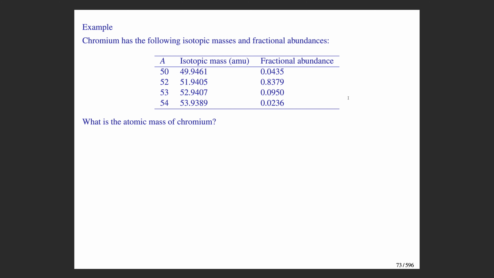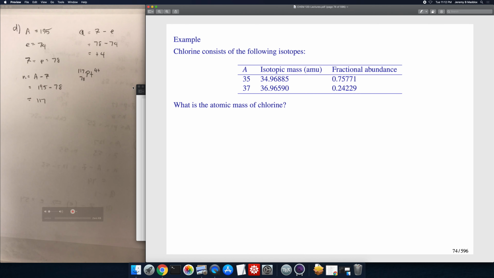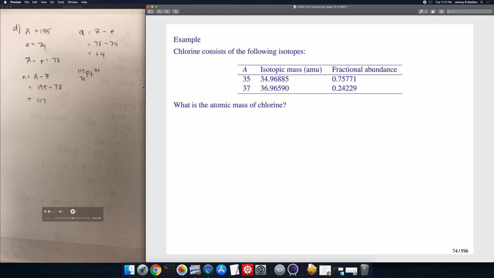So you might make a third column where you take this number times that number for each of the rows, and then you add up that third column to give you the average atomic mass. I'm going to work it out explicitly for this shorter problem here, where we're doing the exact same thing, but for chlorine. So I'm just going to hide my periodic table there.